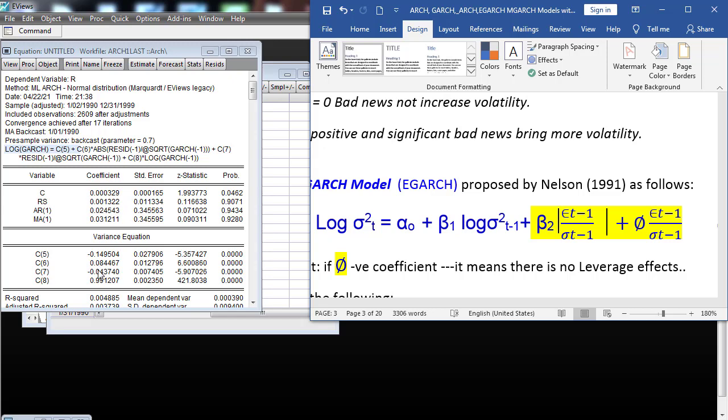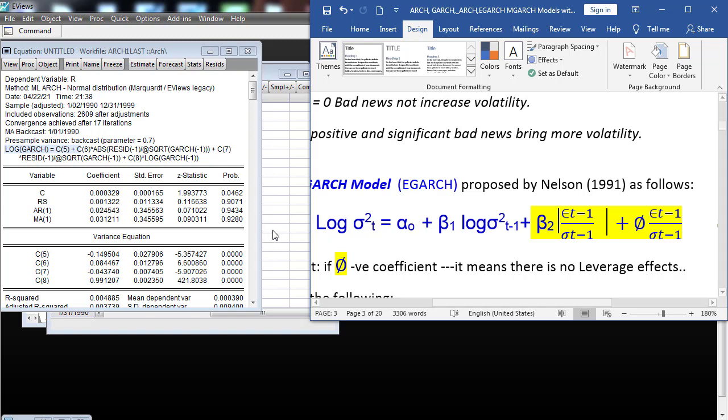This is the value of beta 2, C6, 0.084, which is positive and statistically significant. And here C7, as you can see it here, C7 is residual lag 1 divided by the absolute. This is the part here, negative and statistically significant. And C8 is GARCH, which is this part here.